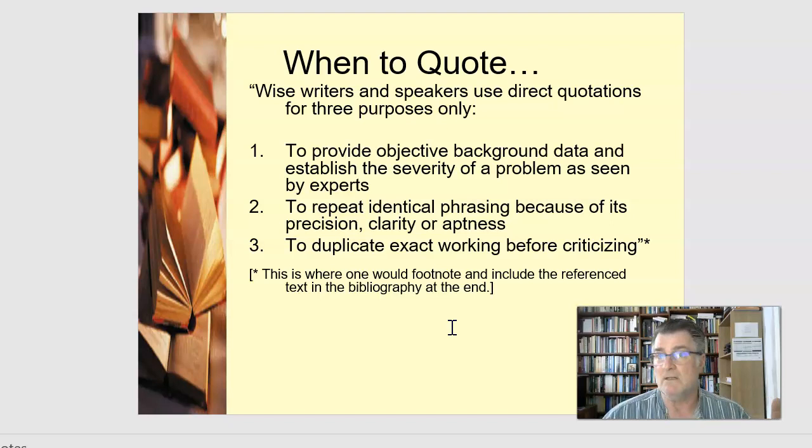Now, the first two really overlap or interact in a very significant way, because if the severity of the problem is stated with precision and clarity and aptness, then absolutely, that's what you want to do.